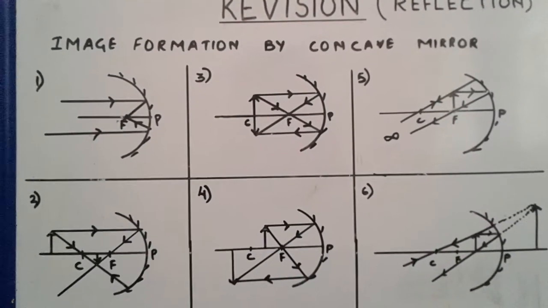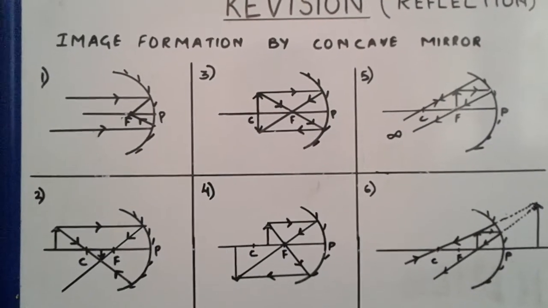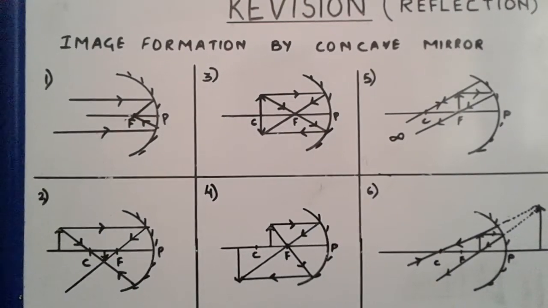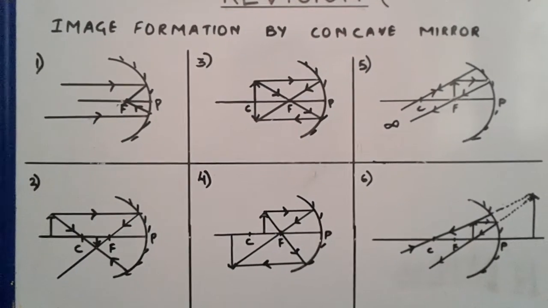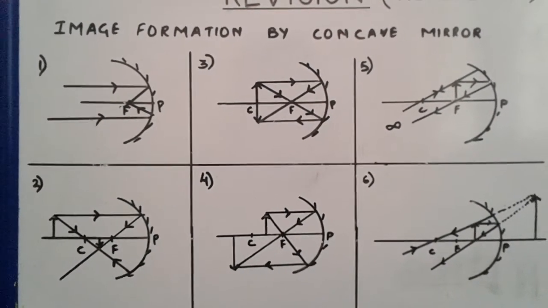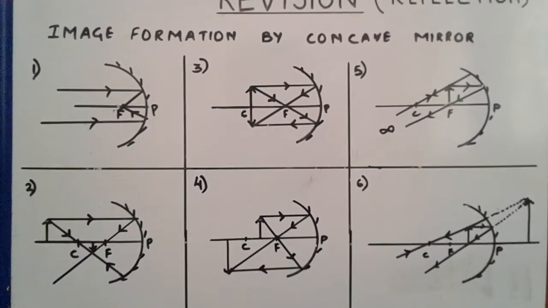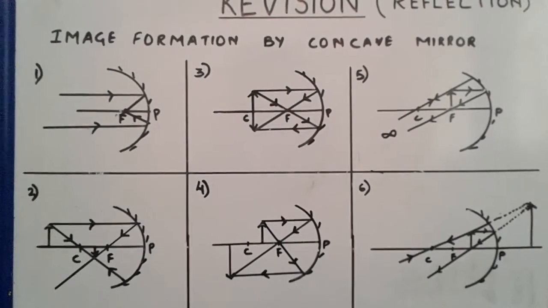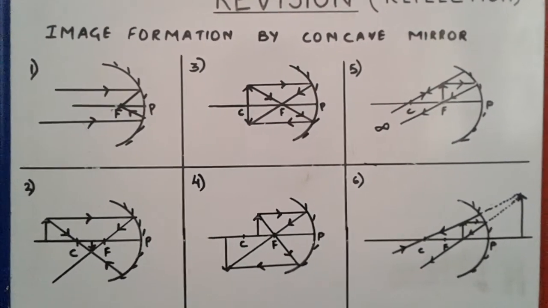These are the 6 cases for image formation by a concave mirror. The first case, the image is formed at F. Second case, the image is formed between C and F. Third case, at C. The fourth one, beyond C. The fifth one is reaching at infinity, and the sixth one is the most peculiar case: the image formed is virtual and erect.